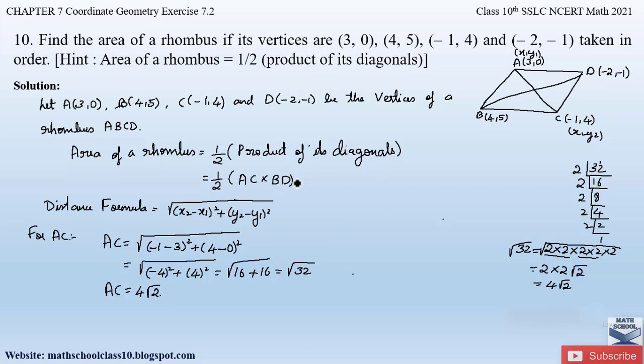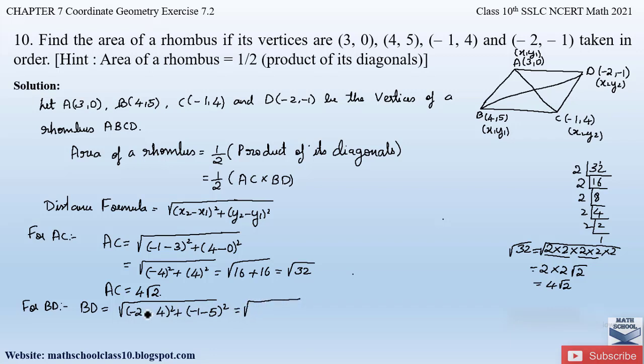Now similarly let us find out the value of BD. So for BD, let us assume point B to be x1 y1 and point D to be x2 y2. Apply the distance formula to find the value of BD, that is square root of x2 minus x1. Here x2 is minus 2, minus of x1 is 4, the whole square, plus y2 minus y1, y2 is minus 1, minus y1 is minus 5, the whole square.